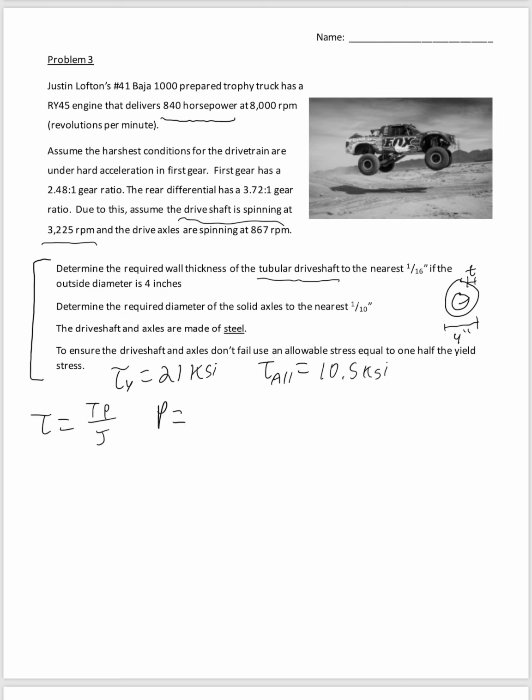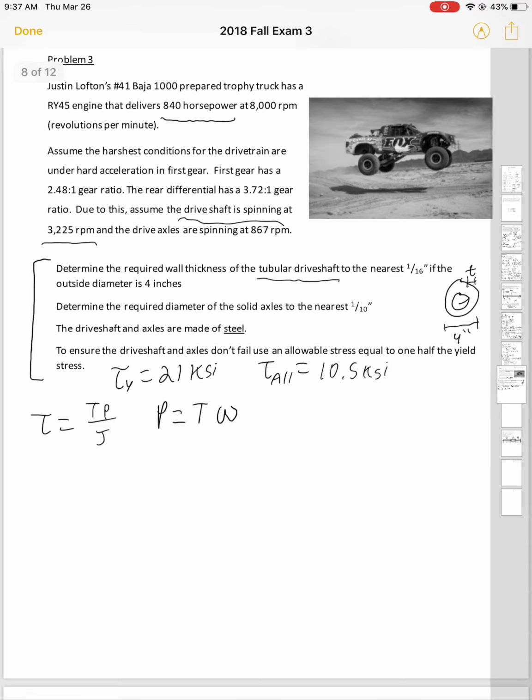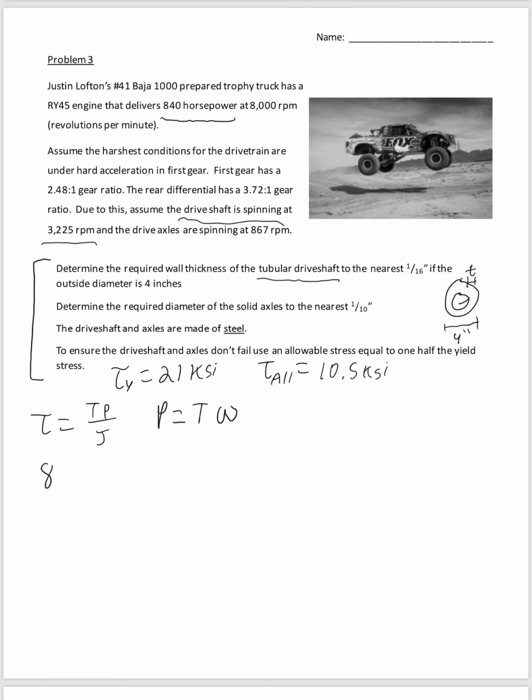We know power equals torque times angular velocity. We're given the power. We have 840 horsepower. But really we can't use horsepower. We need to convert that. So we're given the conversion of times 550 pound-feet per second, and we get 462,000 pound-feet per second. And that's really pound-feet per second per horsepower.